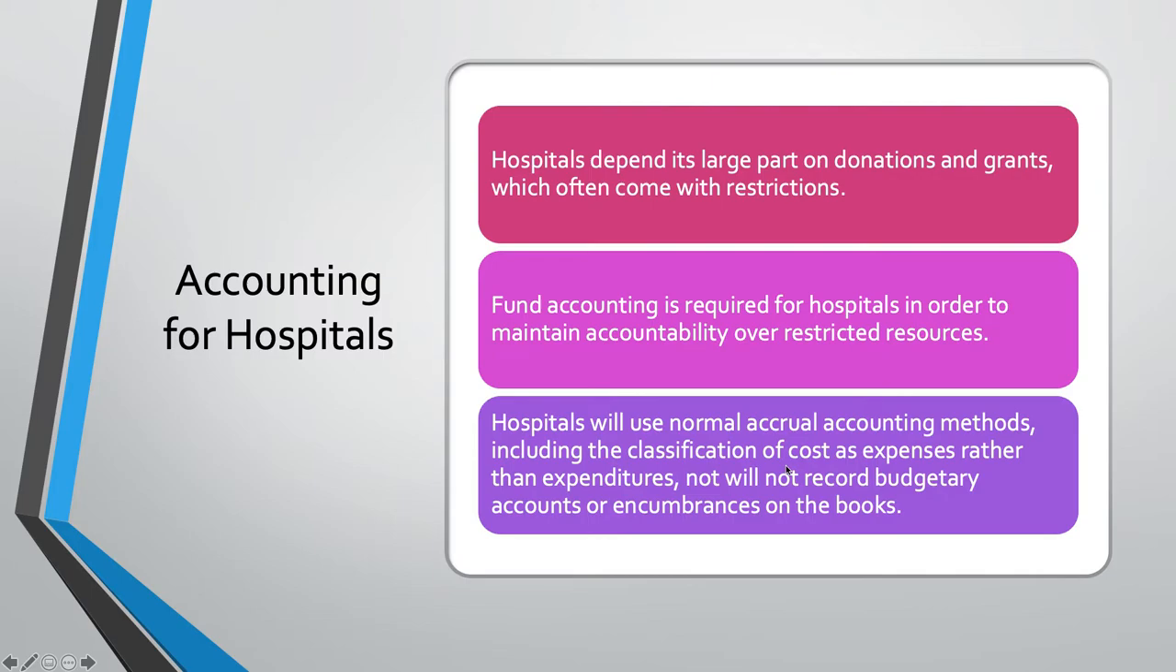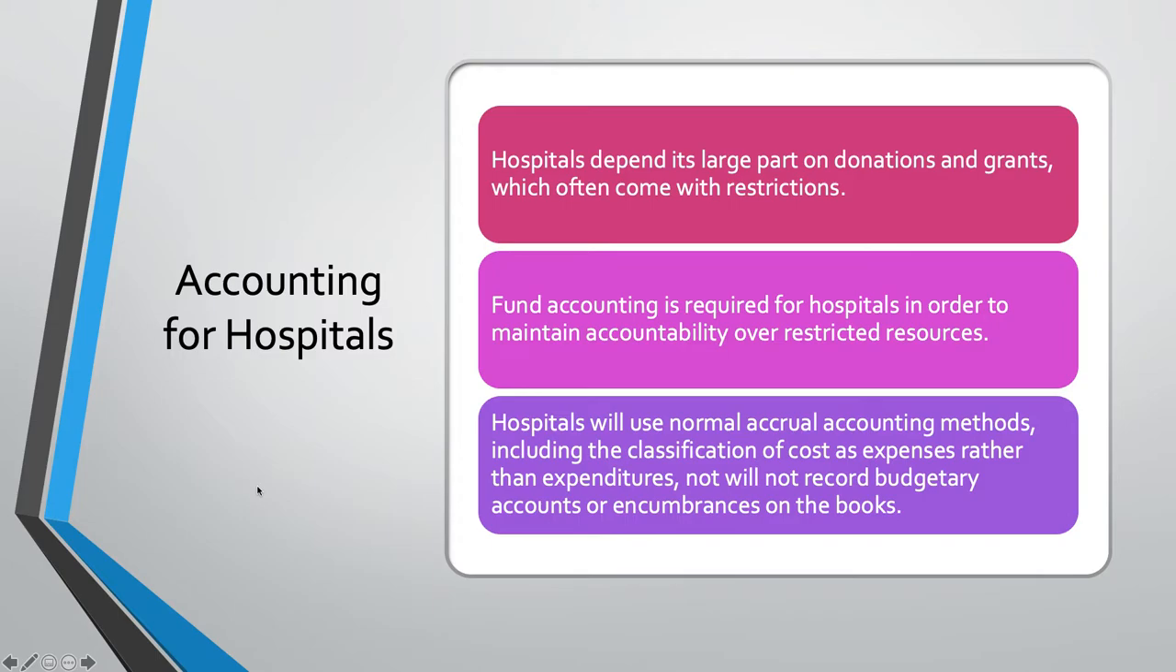Okay, so accounting for hospitals. Hospitals depend in large part on donations and grants, which often come with restrictions. Fund accounting is required for hospitals in order to maintain accountability over restricted sources. Hospitals will use normal accrual accounting methods, including the classification of cost as expenses rather than expenditures, and will not record budgetary accounts or encumbrances on the books.